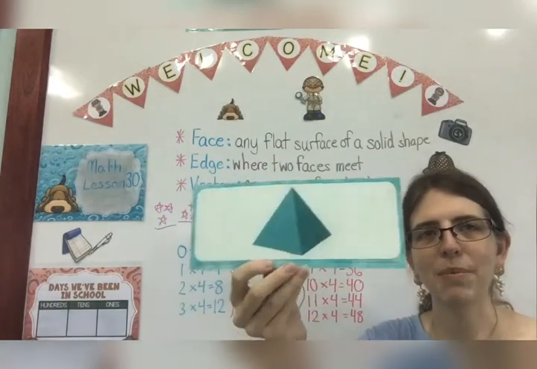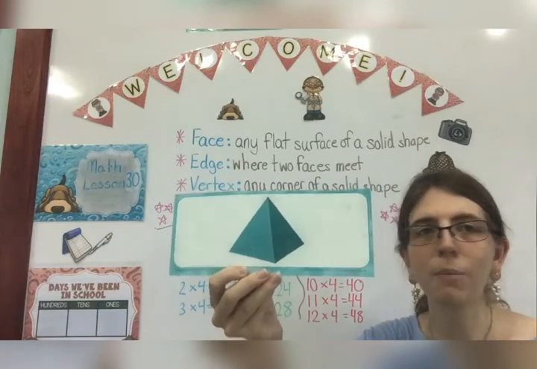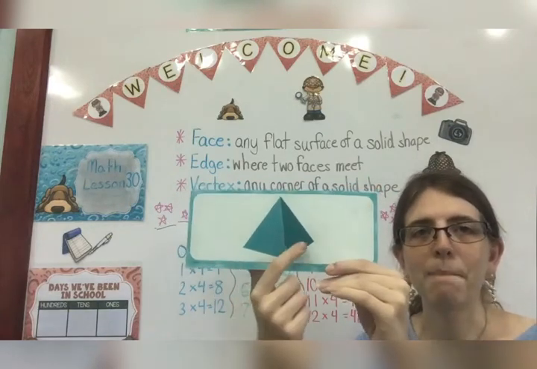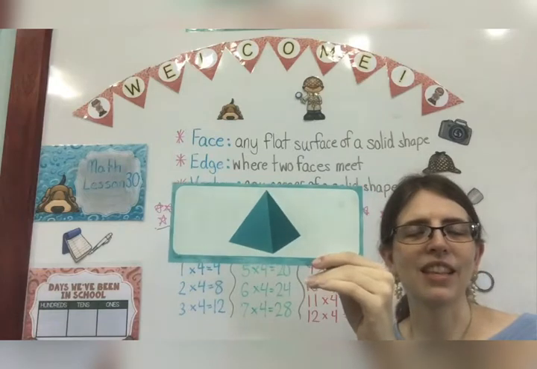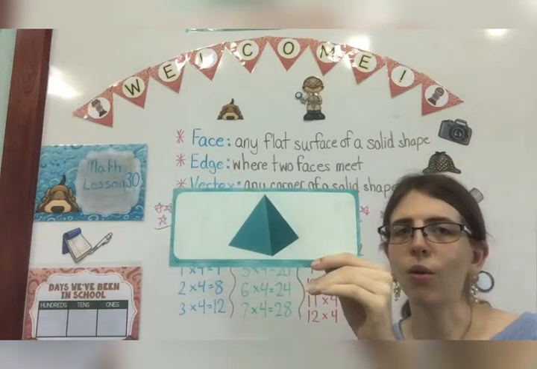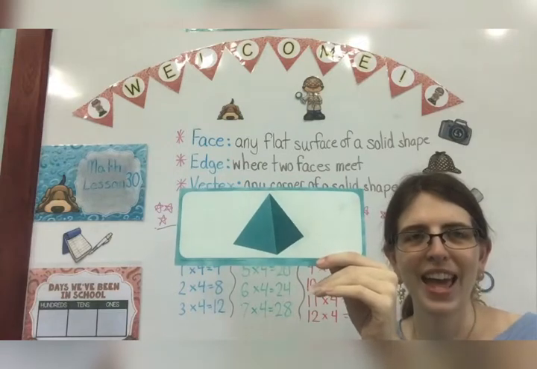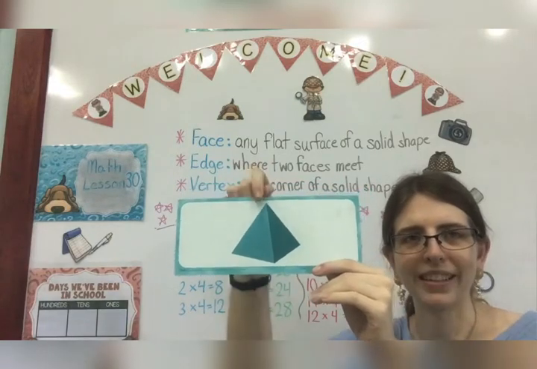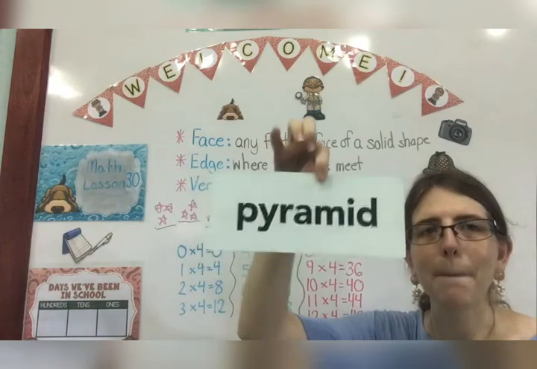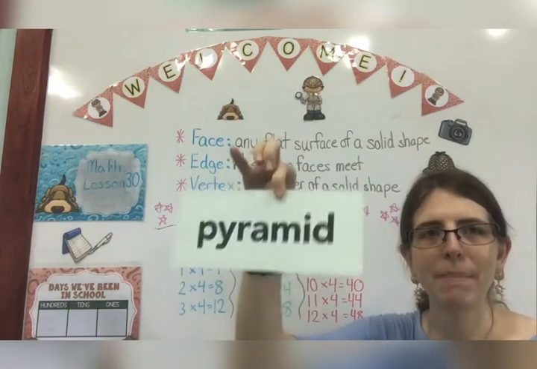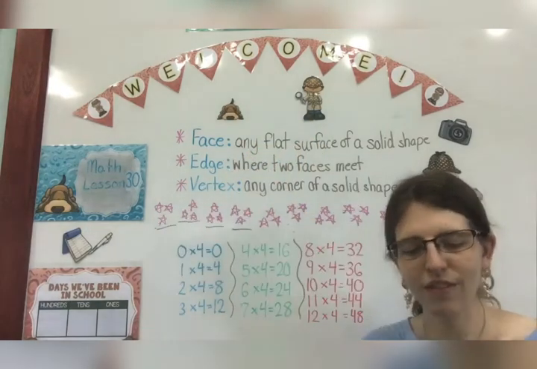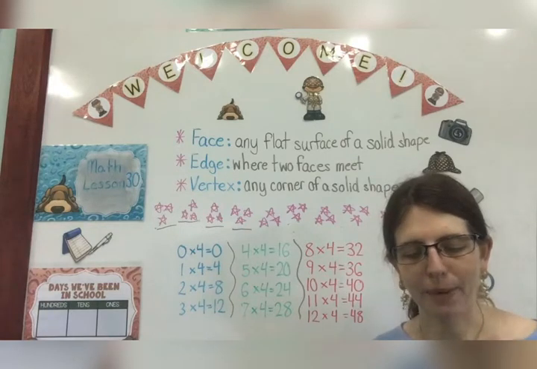And lastly, we have a shape. It's a lot like a cone, but it's not. The base of the cone is either a triangle or a square, but it's not a circle like a cone. And it goes up to one point. We call this a pyramid. Pyramid. Very good.